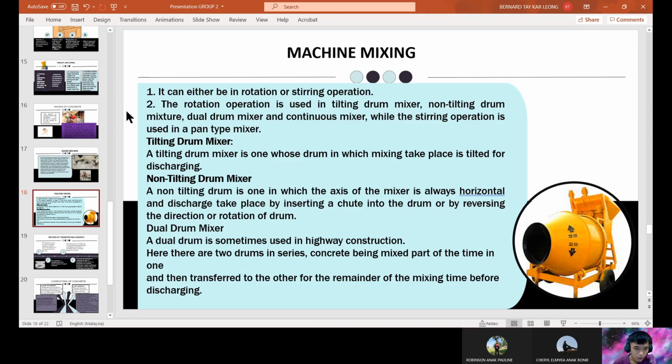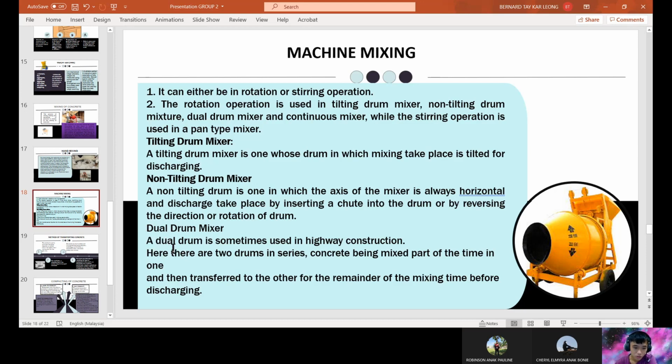A tilting drum mixer is one whose drum in which mixing takes place is tilted for discharging. The second mixer is the non-tilting drum mixer. A non-tilting drum is one in which the axis of the mixer is always horizontal and discharge takes place by inserting a chute into the drum or by reversing the direction of rotation of the drum.